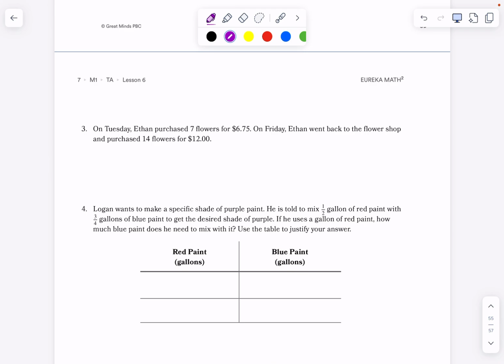And number 3, this one's a little bit different. You're given 2 different relationships. Ethan's buying flowers, 7 flowers or 14 flowers, and so I'd make a table. I'll do F for flowers on the left, and D for dollars on the right. Make a table and then find a unit rate. That's what I would do here for that problem.